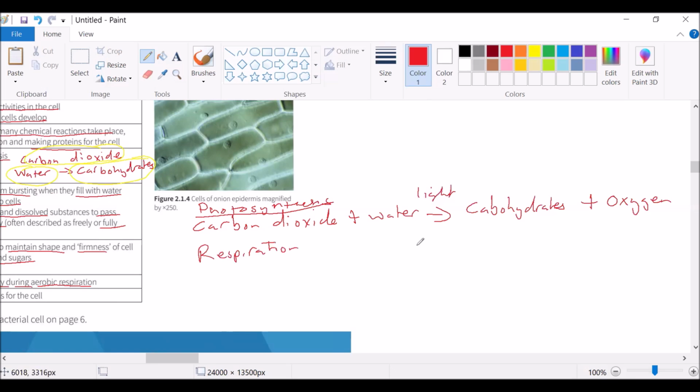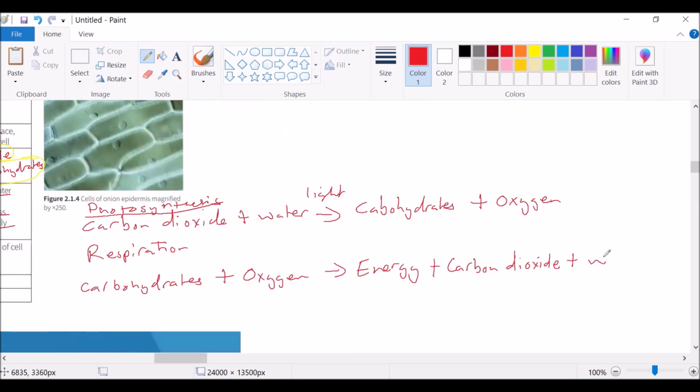Respiration is the process that uses carbohydrates and oxygen to release energy and produce carbon dioxide and water. So we see that the inputs of photosynthesis are the outputs of respiration. The outputs of photosynthesis are the inputs of respiration. So photosynthesis can be thought of as a reverse process of respiration.